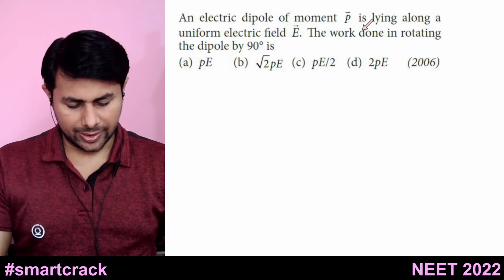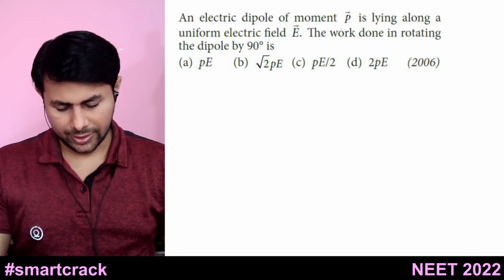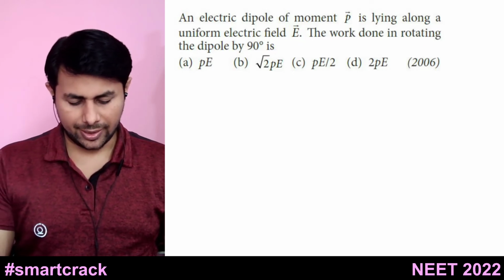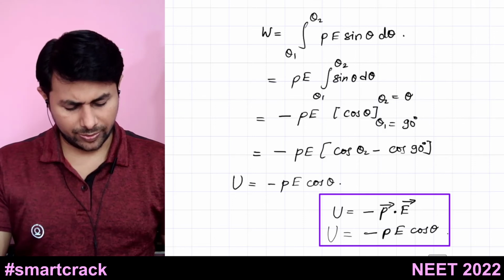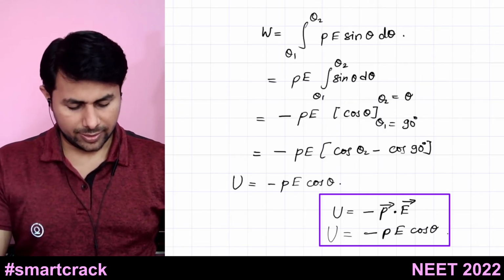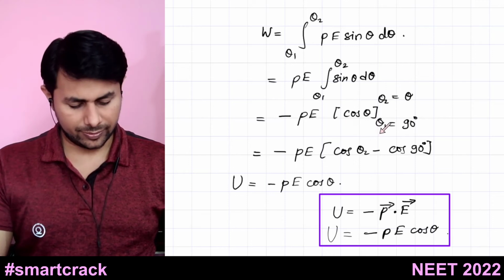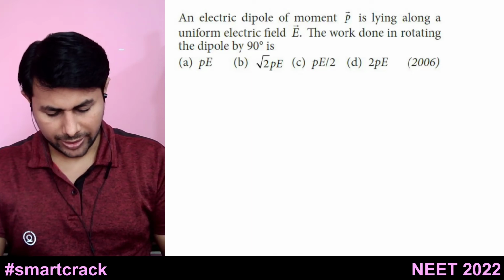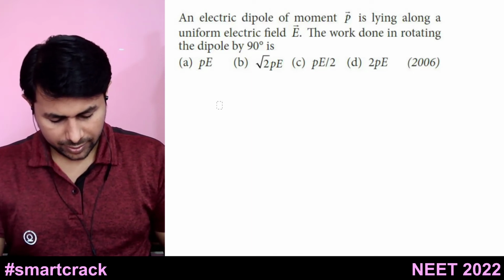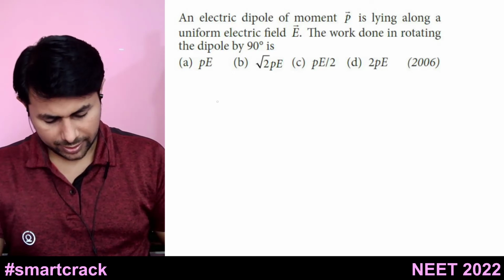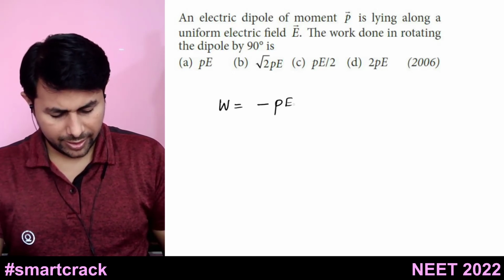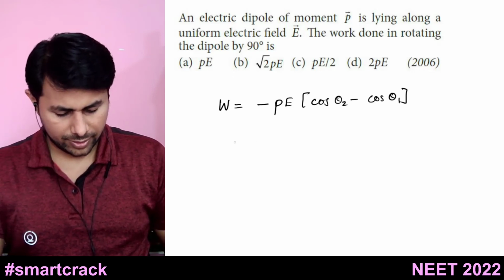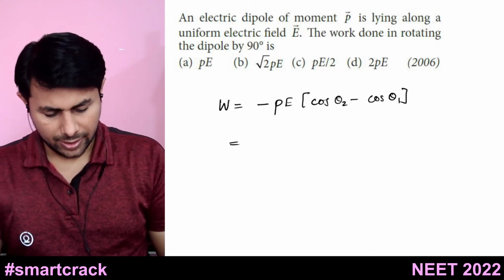An electric dipole moment P bar is lying along the uniform electric field E. The work done in rotating the dipole by theta is, okay, so we have just found how much work done. It is minus PE into cos theta from theta 1 to theta 2. Or we can say the work done is equal to minus PE into cos theta 2 minus cos theta 1. So let's substitute the values.